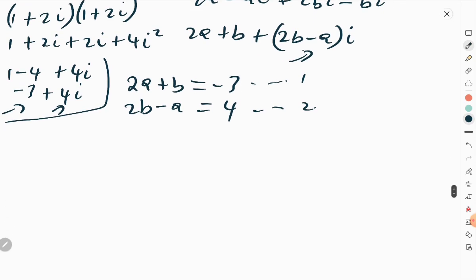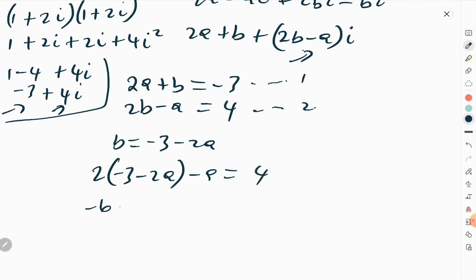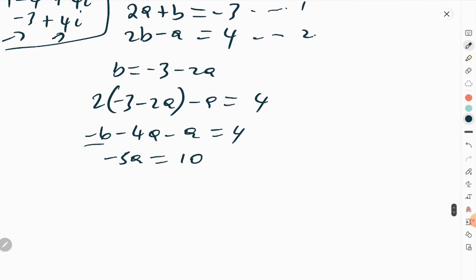So you can see that you can solve these two equations simultaneously, that you can just have b being equal to minus 3 minus 2a. Then in the second equation, you can see that you have 2, then our b is that, then minus a is equal to 4. Then you have minus 6 minus 4a minus a is equal to 4. Then you have minus 5a is equal to 10, when you take this negative 6 to the other side. Then you have a being equal to just -2.